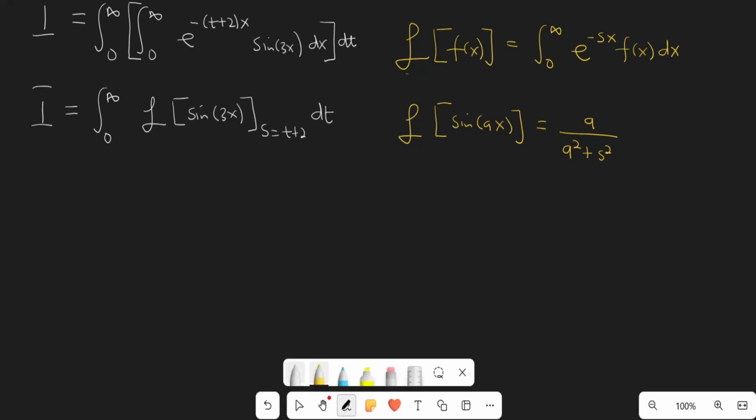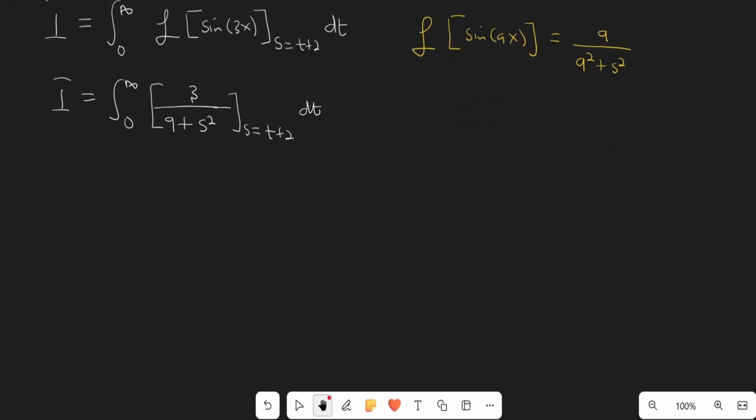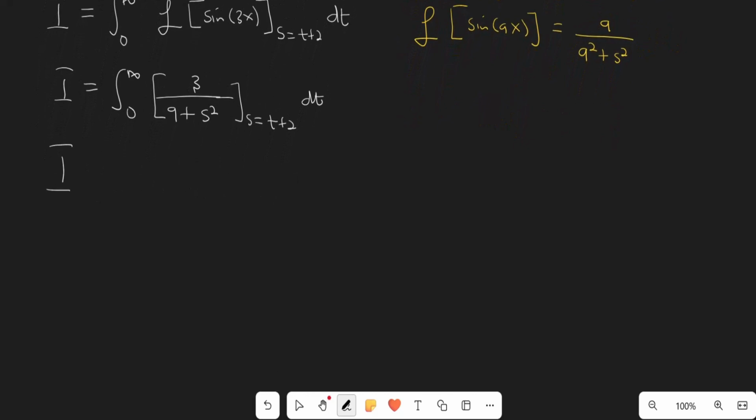So we are now going to find the Laplace transform of the function sine of 3x. So a here is equal to 3. So the Laplace transform of the sine of 3x is going to be 3 all over 3 squared, which is 9, plus s squared. And this is evaluated at s equal to t plus 2, and then dt.